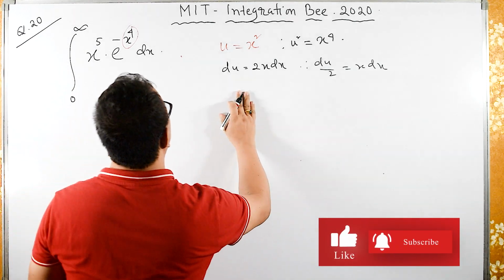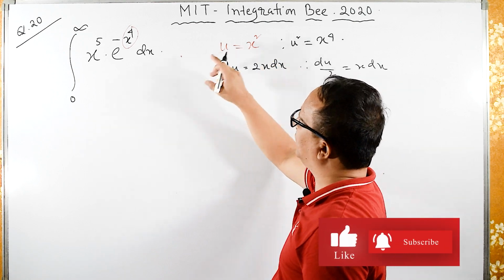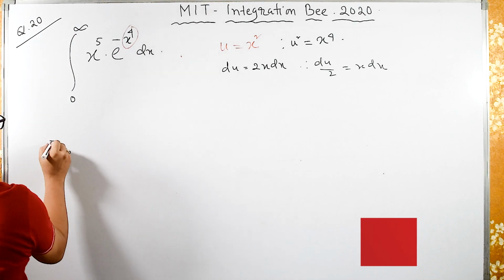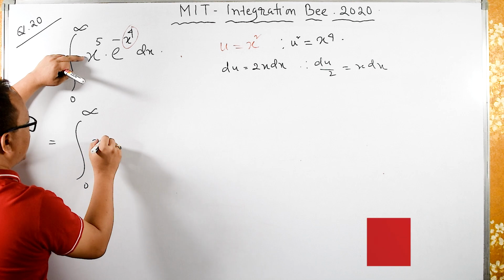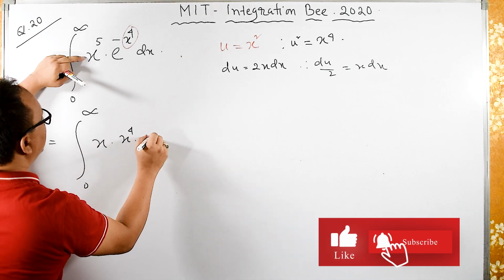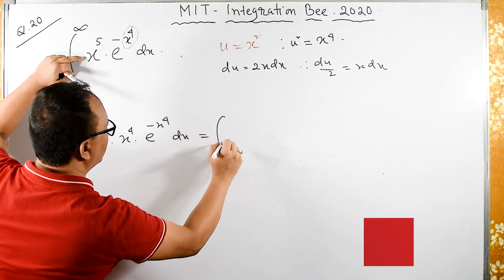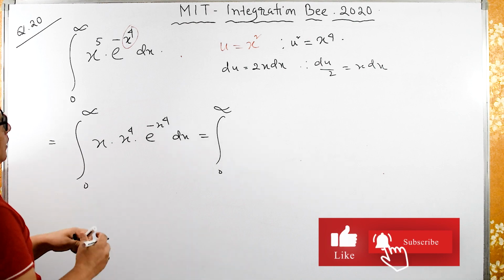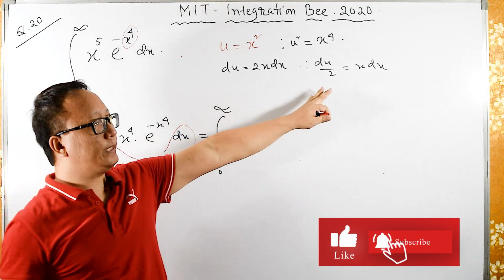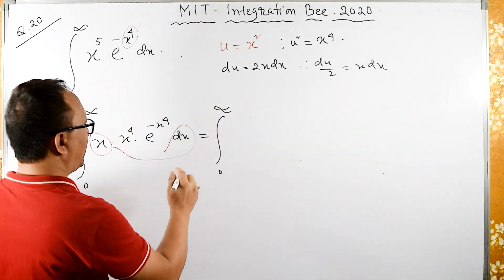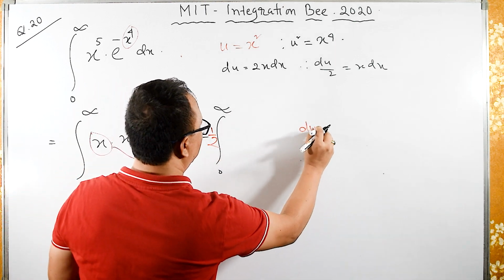What about the limits? When x tends to 0, u also tends to 0. When x tends to infinity, u tends to infinity. The limits don't change anything; here we have 0 to infinity as it is. So instead of x5, I can write x into x4, and then e raised to minus x4 dx is equal to the integral from 0 to infinity. Now x into dx is du upon 2, so I will write half du over here.